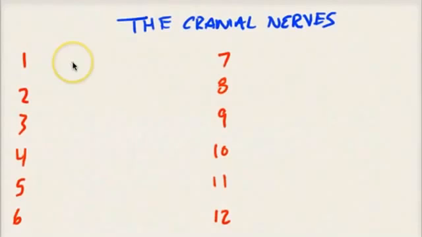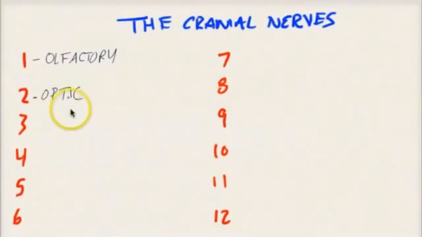We can assign a specific word to each one of the cranial nerves in order to help us remember their names. So let's go through the names first of all. The first nerve is your olfactory nerve. The olfactory nerve, obviously, is for the sense of smell. The second nerve is the optic nerve. You know the optic nerve is required for vision.